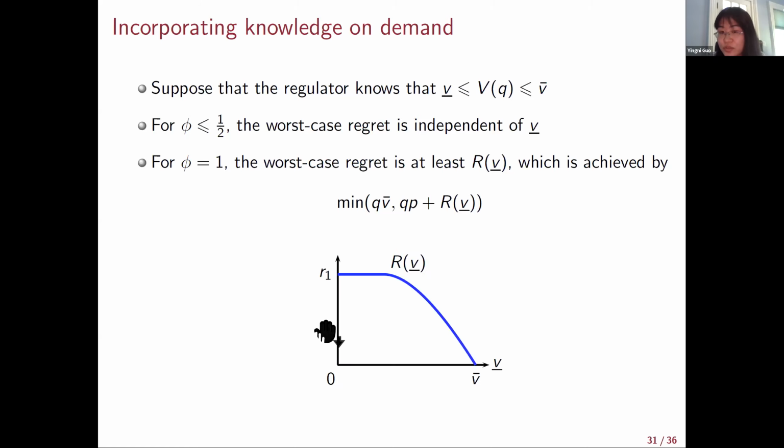So this picture shows the worst case regret as we increase V lower bar from 0 to V upper bar. My worst case regret would decrease from R1, which we have seen before, essentially to 0, right? So if I know exactly the demand function and I care about efficiency, I would always achieve 0 regret. So this shows that an efficiency-oriented regulator actually has every incentive to learn more about the demand function.